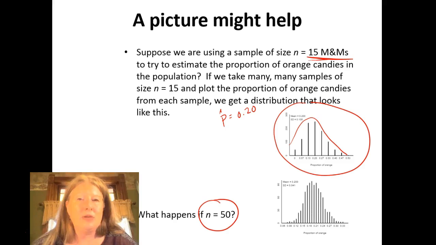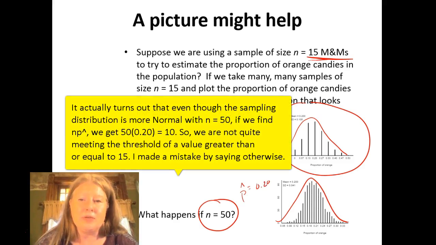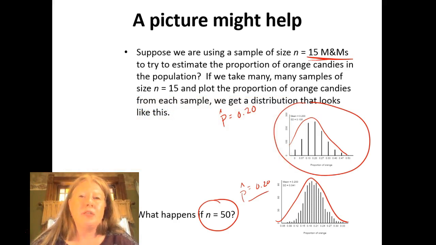So now you can see, we did this again. We took lots and lots of samples of size 50. Now we can see a lot more symmetry, much more of a normal distribution. And again, if we assumed, for example, that we had a sample statistic of 0.20 and we applied those formulas again, you would see there we meet that threshold. We do have something that's greater than or equal to 15. So we can be much more confident now that our underlying sampling distribution is normal, and we can move on to use what we know about the normal distribution.